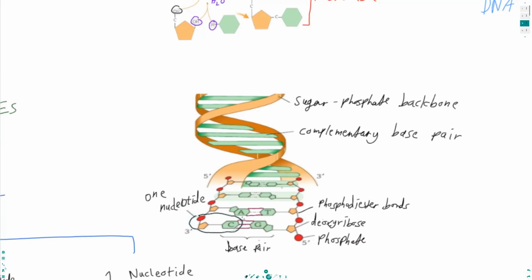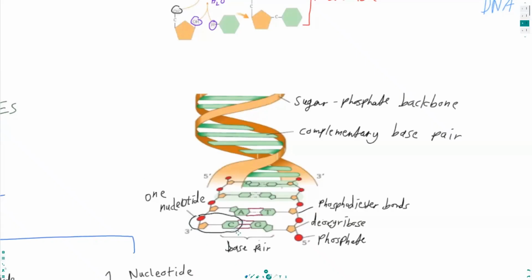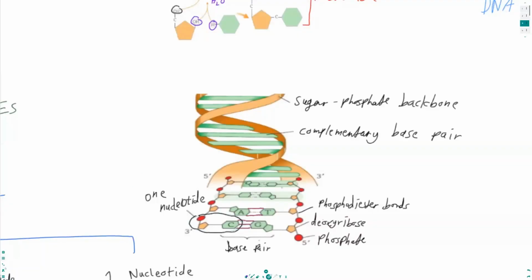Now, we say that the DNA strands are anti-parallel. What does that mean? Anti-parallel means that they run in opposite directions. You can clearly see that one is going up this way and the other is coming down this way. So they run in opposite directions. The one on this side has the 5 prime end at the top here.